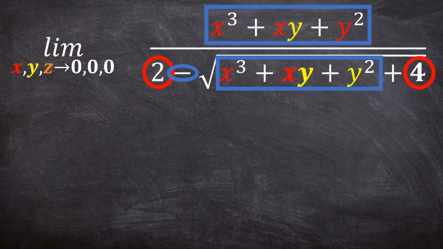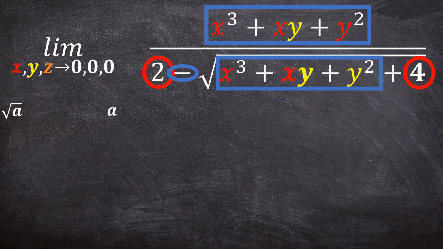Okay, so now we're going to change the appearance of this problem. Let's say we have root a right here. That is what we have on the denominator, as you can see. And here we're going to have a.